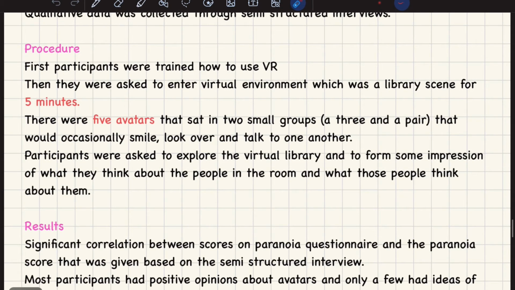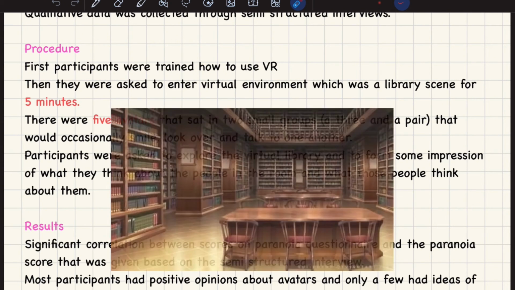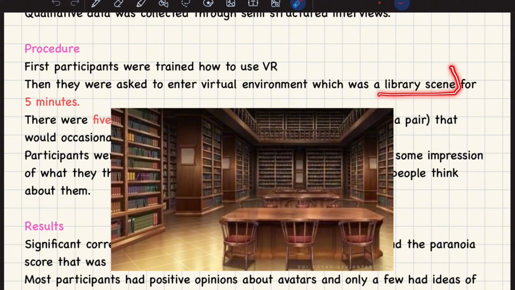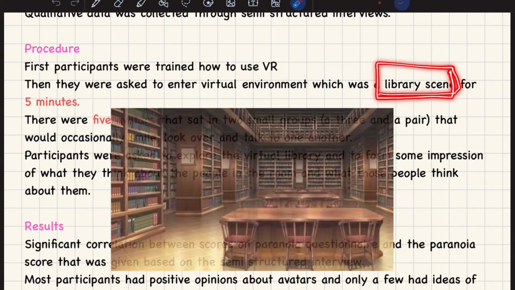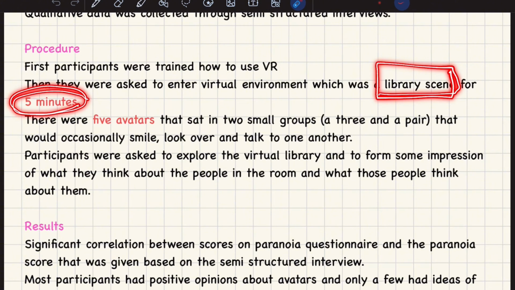The procedure of the study was that, first of all, before the experiment even started, participants were trained how to use the VR, in case someone didn't know how to use it. And then they were asked to enter a virtual environment, a computer-generated library scene, for a total of 5 minutes, just 5 minutes.